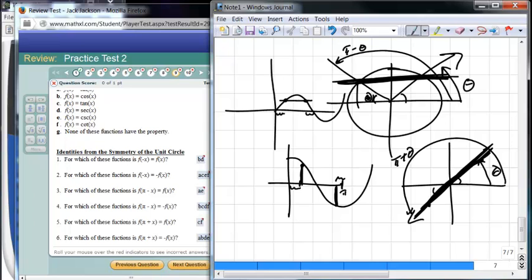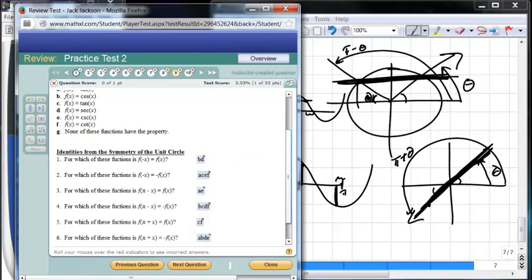So tangent and cotangent are the ones we're looking for here, which is C and F. So C, F should be the answer. And then the ones where they're opposite would be all the rest of them, A, B, D, and E. So notice that this says that the period of tangent and cotangent is going to be pi, because they repeat. They all repeat when you go a full circle, but tangent's going to repeat once you start a half circle rotation.